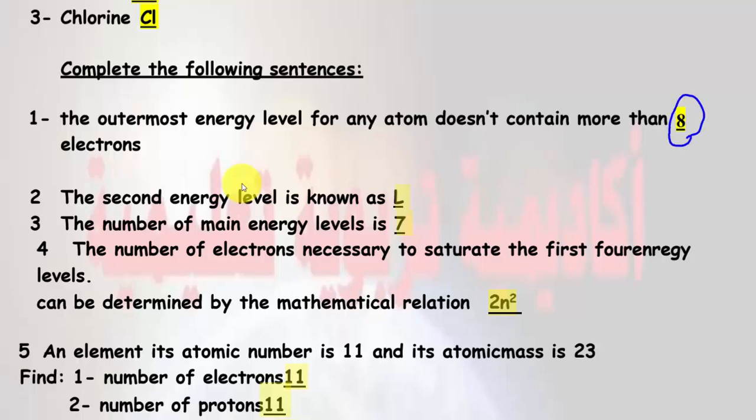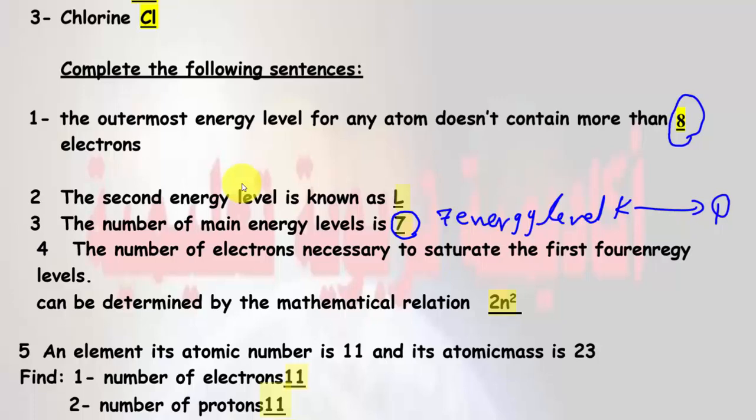The second energy level is known as L. We said K, L, M, N, O, P, Q. The number of main energy levels in the heaviest element or atom is 7 energy levels. They begin with K and end with Q.